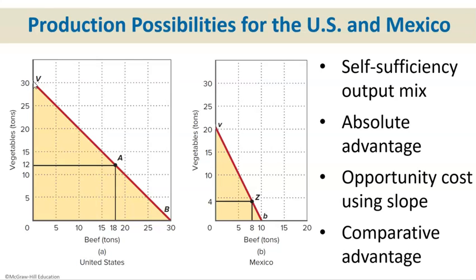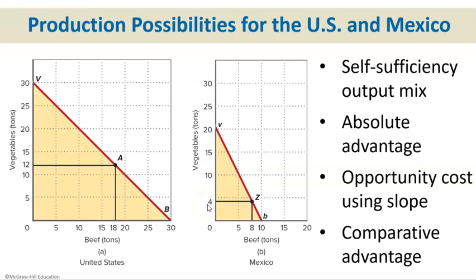And then take a look at beef. Who has absolute advantage in producing beef? Well, the US can produce 30. Mexico can only produce 10. So the US has absolute advantage in producing beef. So keep in mind, one country can have absolute advantage in producing both goods.